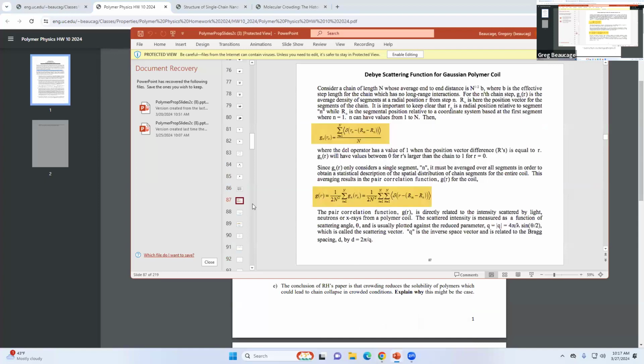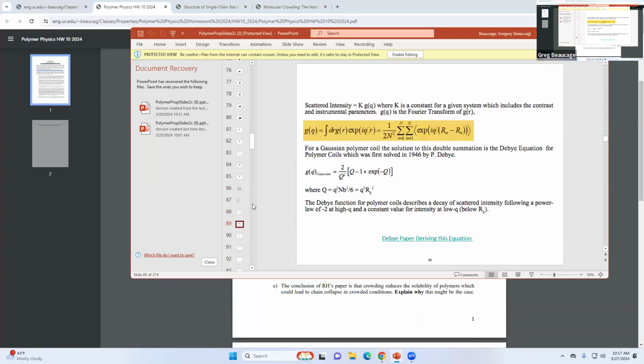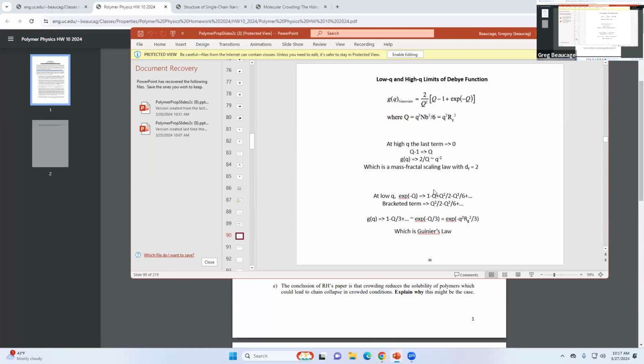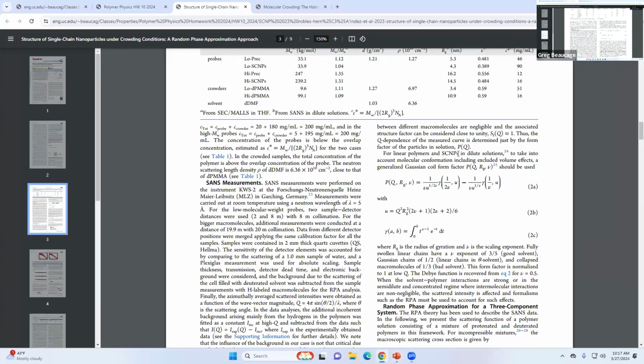Anyway, somewhere in here, I do that to extrapolate the Debye function. I guess right here, right? So you find out that it's 1 over q to the minus 2 at high q, so it's 2-dimensional, q to the minus df. At low q, you can extrapolate Guinier's law from it. Right? So I asked you to do the same thing, but for this monster equation.